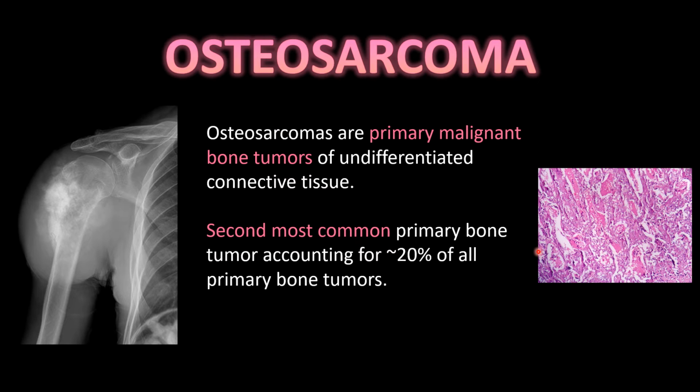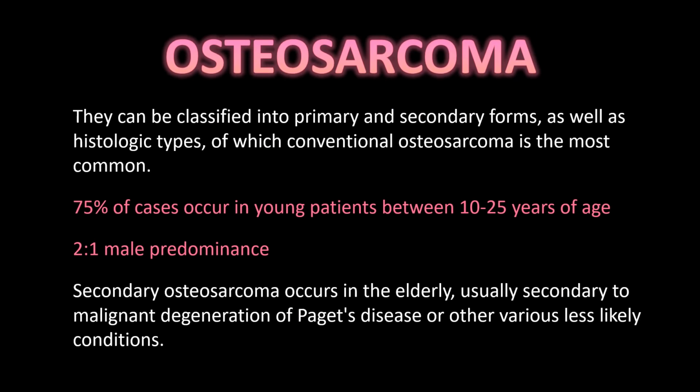Osteosarcomas are primary malignant bone tumors of undifferentiated connective tissue, and they are the second most common primary bone tumor, accounting for approximately 20% of all primary bone tumors. Osteosarcomas can be classified into primary and secondary forms as well as histological types, of which conventional osteosarcoma is the most common. Approximately 75% of cases occur in young patients between 10 to 25 years of age, and then there's a 2-to-1 male predominance. And there are secondary osteosarcomas which occur in the elderly, usually secondary to malignant degeneration of Paget's disease or other various less likely conditions.